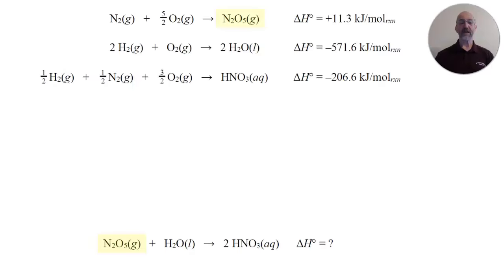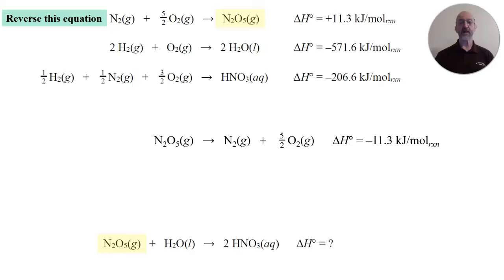So where can I find the N2O5 in the equation shown above? Well, it's right here. So it's on the right side of the equation, but I need the N2O5 to appear on the left side of the equation. So the necessary modification to that first equation is simply to reverse it. Now, when I reverse it, the sign of delta H will change. So right now it says positive 11.3. And when I reverse that equation, the delta H will become negative 11.3.